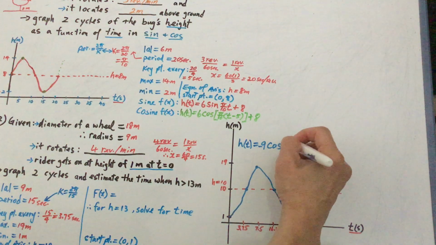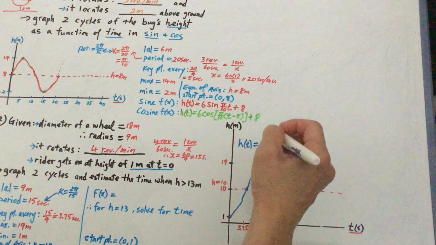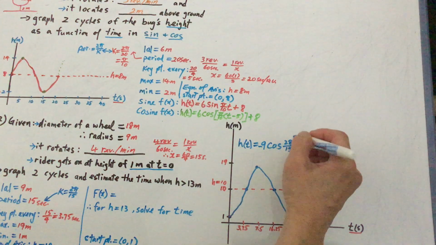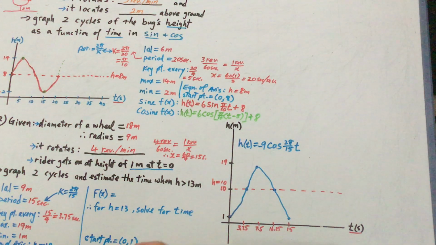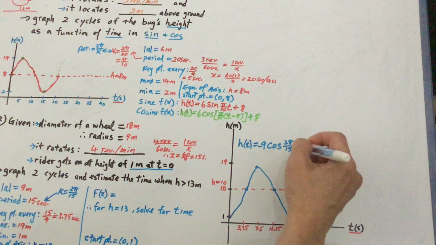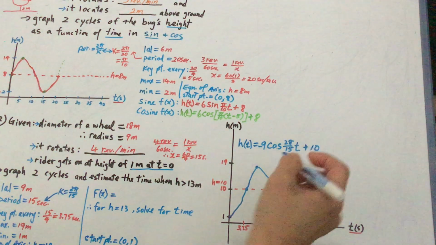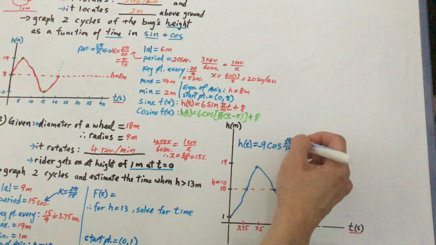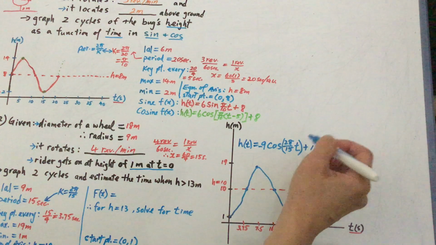cos, where the k value is 2 pi over 15, times the t, because there's no phase shift. So I can just multiply with the t, okay? And then of course the c value, the middle line, is plus 10. Now, some people might want to put brackets here even though there's no phase shift, which is okay.